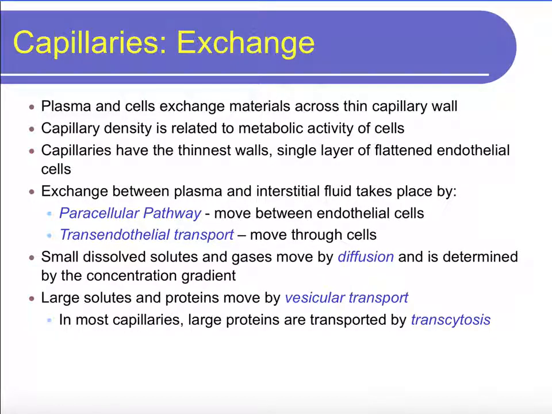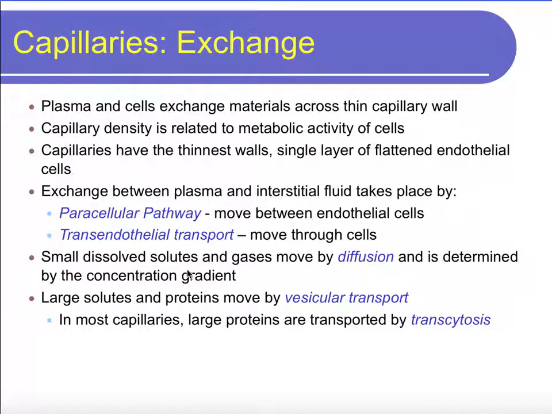Our capillaries are important because this is where exchange takes place. So you are going to exchange things like glucose, oxygen, carbon dioxide, protein. All of the things that move in and out of our blood move through capillaries. And it can move via paracellular transport, which is between endothelial cells, or transendothelial transport, where it moves actually through the cells, so it has to go through the cell wall.